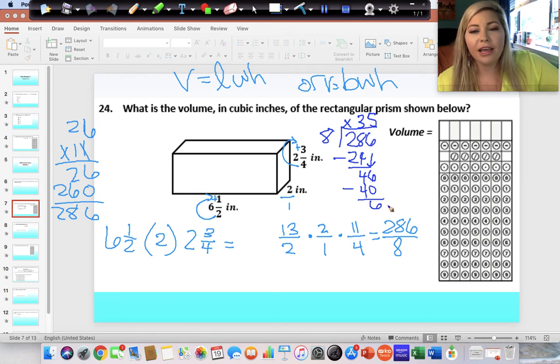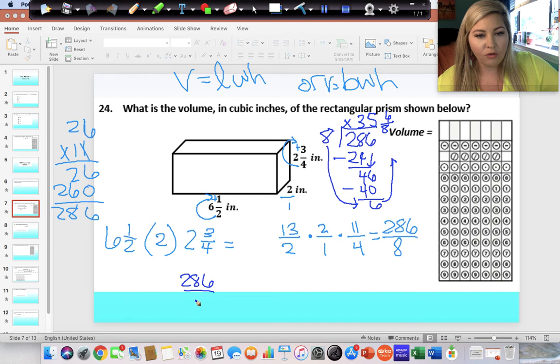We do not have anything else to bring down, so we can bring up our remainder, which is 6, and then our divisor would follow, which is 8. So your answer here would be 35 6/8. So 286 over 8 is equal to 35 6/8.